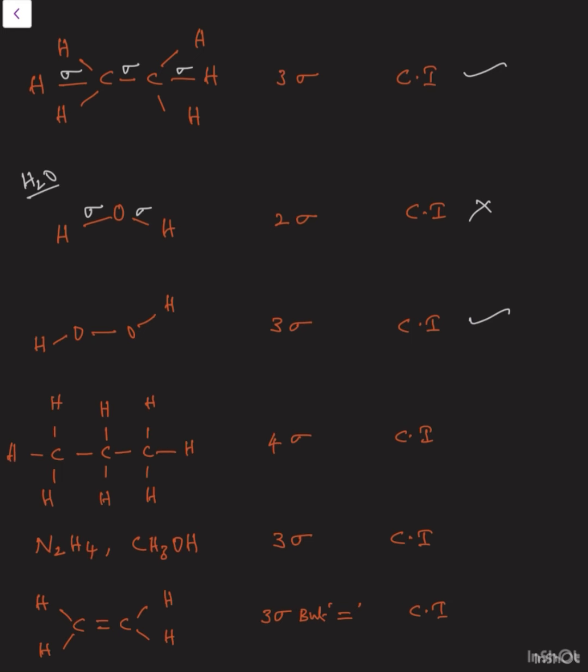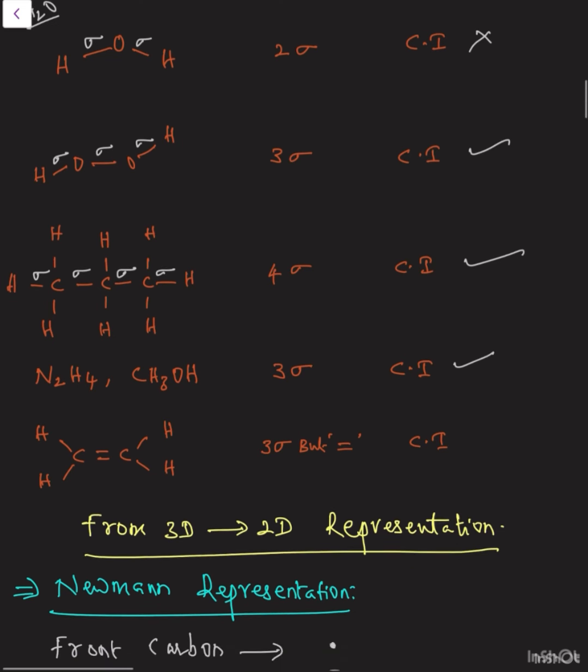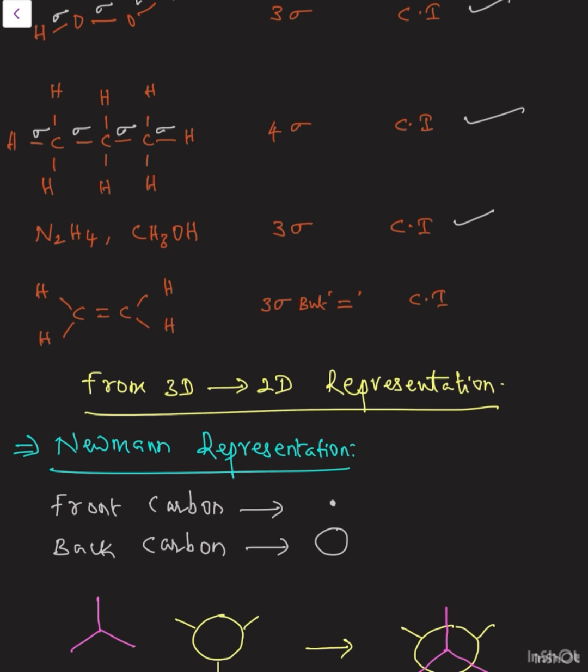In the case of H2O2 it is possible, and in the case of propane it is also possible because there are continuous sigma bonds. Here also we have 3 bonds, so it shows. Propane also shows. And coming to N2H4 and methyl alcohol, they also contain continuous sigma bonds, that is 3 sigma bonds, so they show it. But in the case of the ethene molecule, it cannot show conformational isomerism even though 3 sigma bonds are present.